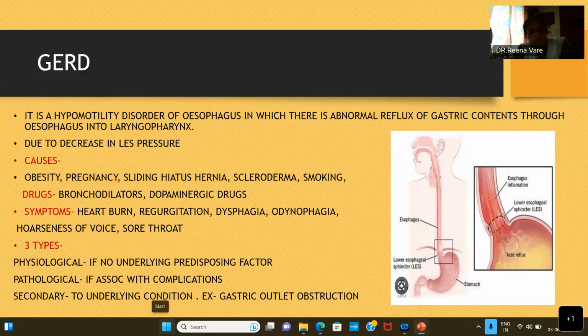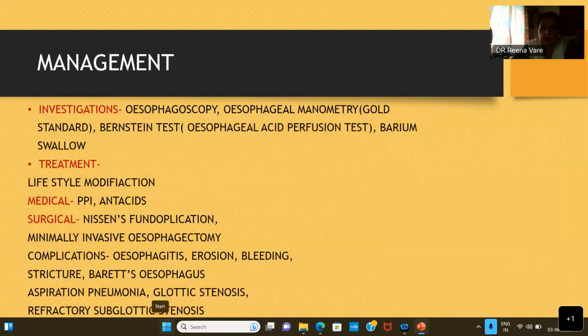So basically, it is of three types: physiological, pathological, and secondary. Physiological has no underlying predisposing factor. Pathological, if it is associated with complications, and secondary, if there is some underlying condition in the form of gastric outlet obstruction. Now, management is basically PPI. First of all, it is lifestyle modification and PPI.